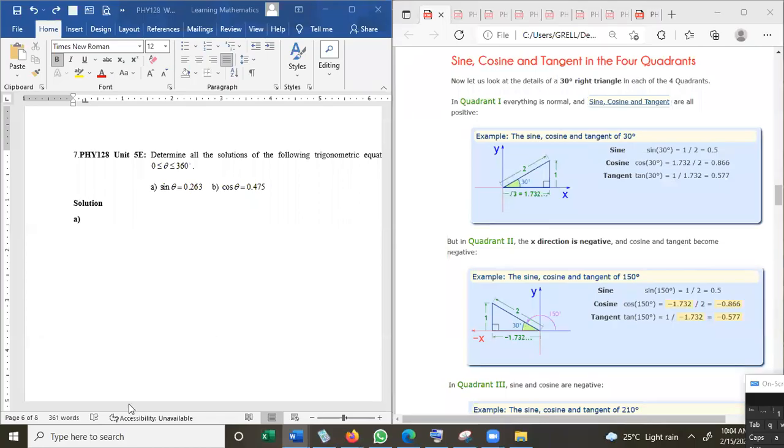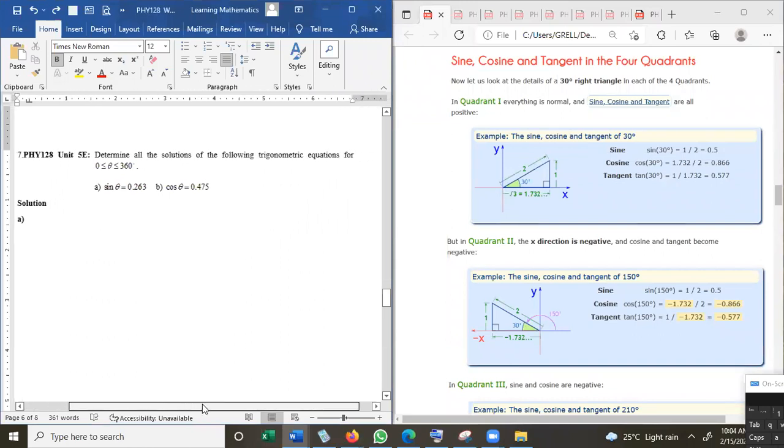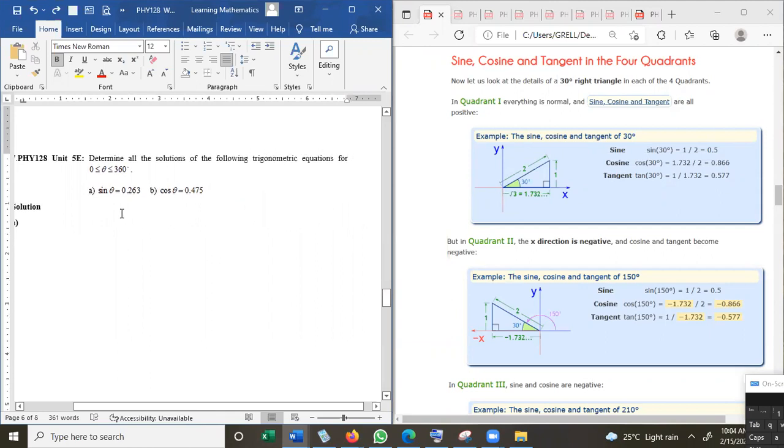This question says to determine all the solutions of the following trigonometric equation: sine theta is equal to 0.263 within the interval 0 to 360 degrees.